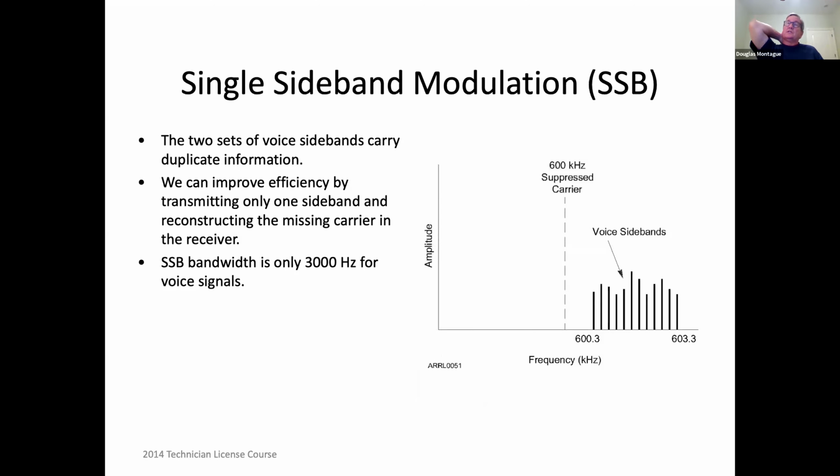If we don't transmit the carrier, and if we don't transmit the lower sideband, then we can put more power into the upper sideband, and our signal can actually go further than if we sent the whole thing. We can have the same power that we would have had in AM, but this power is focused. We're not wasting any power with the other sideband.